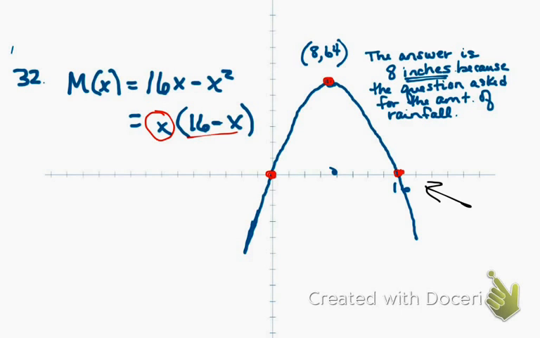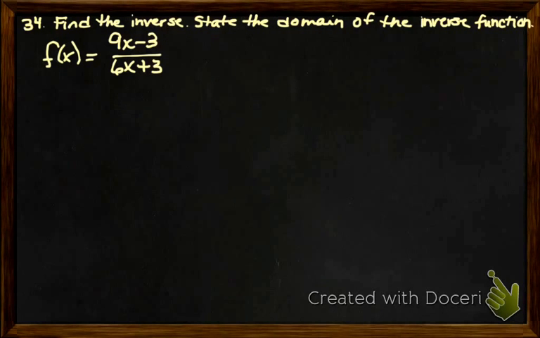The answer was 8 because the question was posed, how many inches of rain? I had 8 million on some of those answers, so be careful about how you label that. It would be 64 million mosquitoes from 8 inches of rain. Okay, so let's move on to the next question, which is find the inverse and then state the domain.